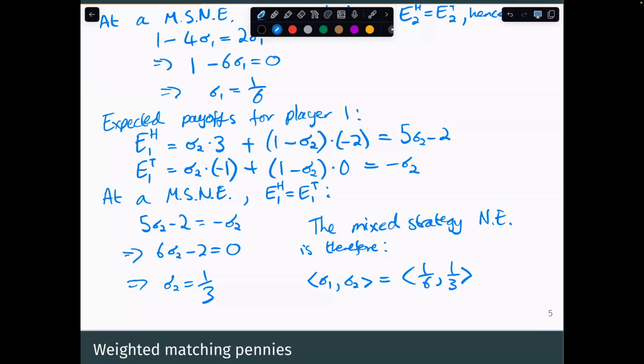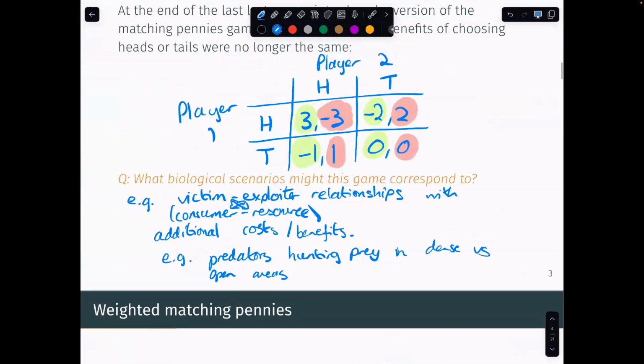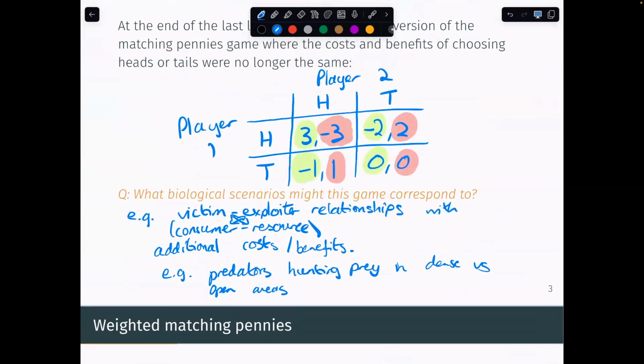Any questions on how we've arrived at this? No? Okay, so one thing to note here is that even though, for example, for player one, H has the highest payoff here, they only play H 1/6 of the time. That might seem a little bit counterintuitive when you first look at these. You think, oh, okay, well, surely they're going to be playing this more. Obviously, it's because whilst it has the highest payoff, it also has the lowest payoff as well, -3.